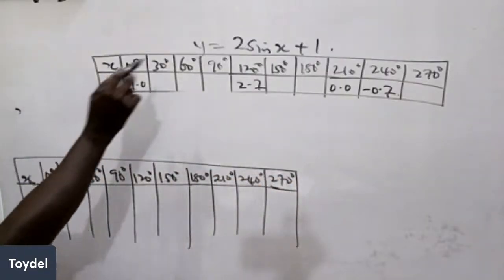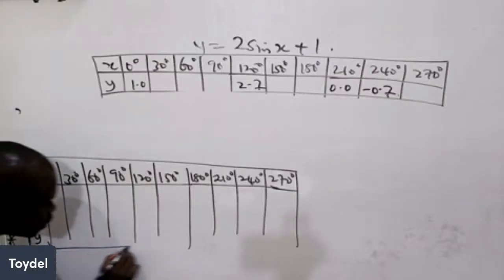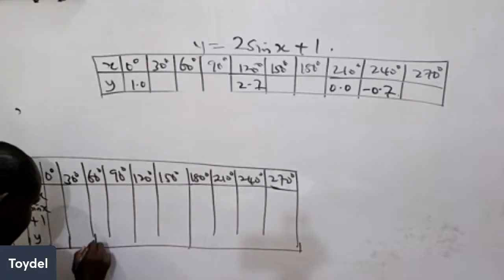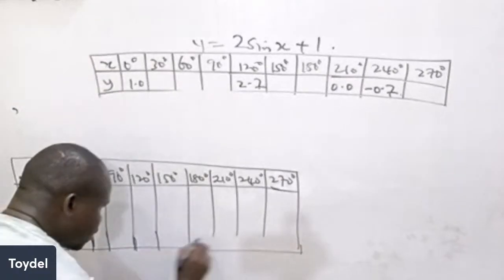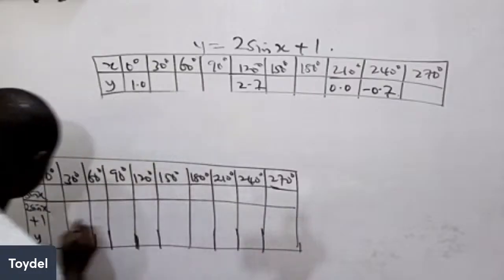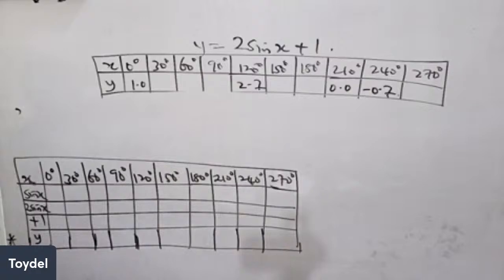Then what is y? I'll first have sin x, before I will have 2 sin x. I will have a column for 2 sin x, then plus 1. So my y will now be the final answer. We have to do it stepwise if we don't want to make mistakes. So let's get the value for sin x, the value for 2 sin x, the value for plus 1, then the value of y will come out naturally.